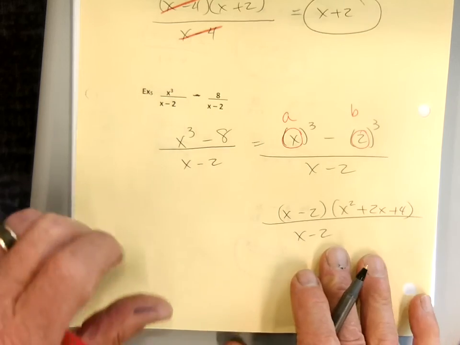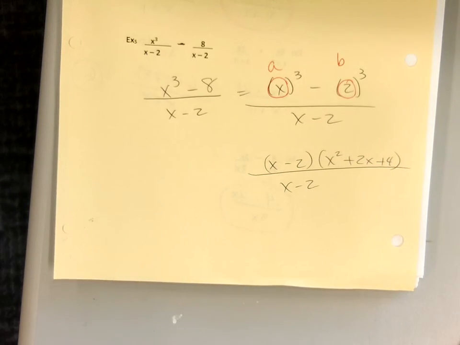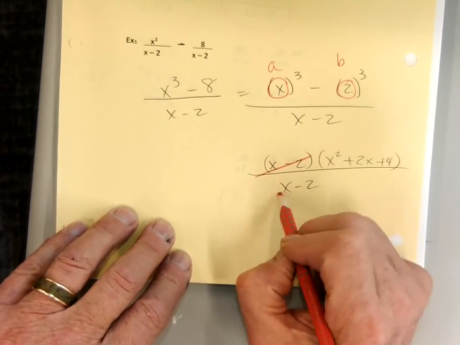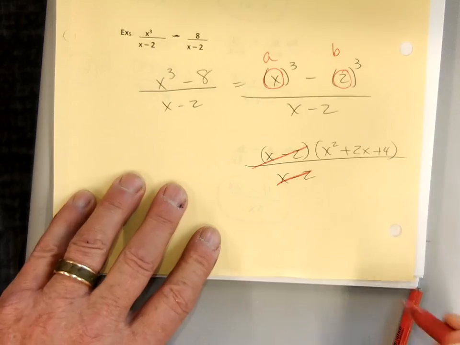over x minus 2. Now, did that help me? Yes. What can I do? You can cross out the x minus 2. And there's my answer.